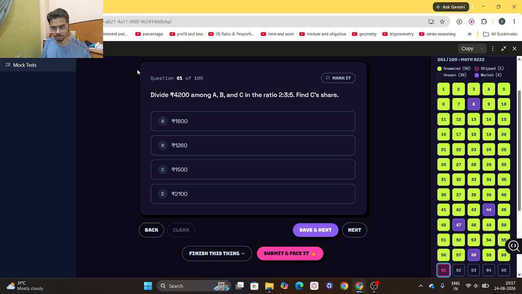10x is equal to 4200, x is equal to 420. C's share will be 420 into 5, 2100.